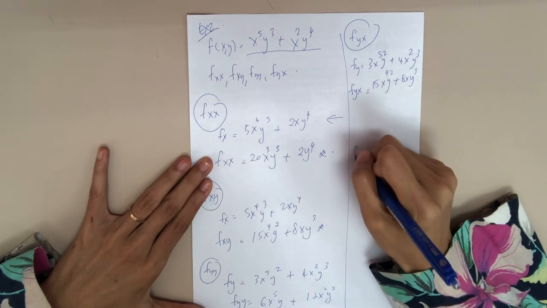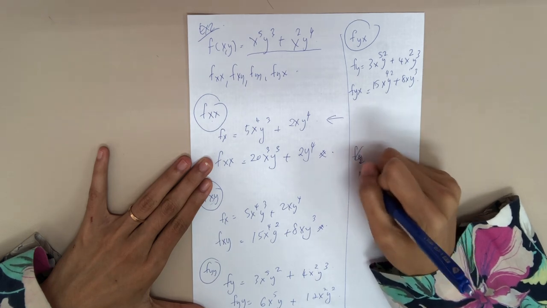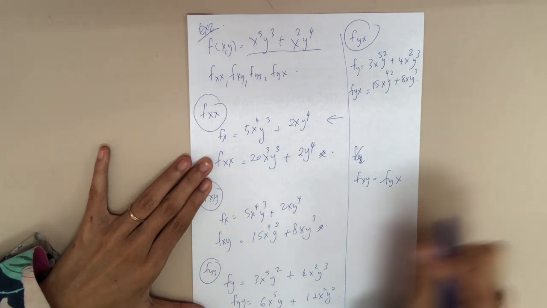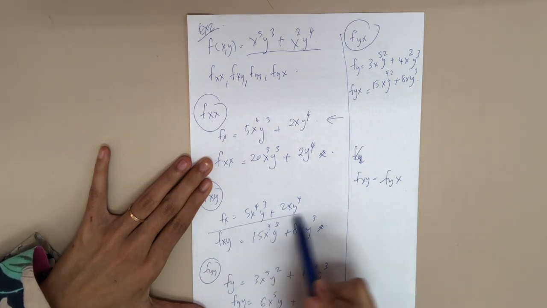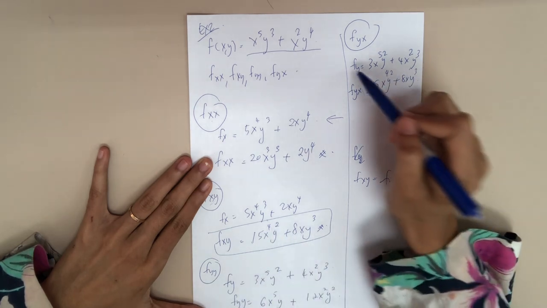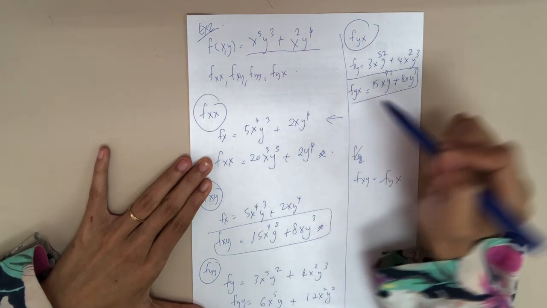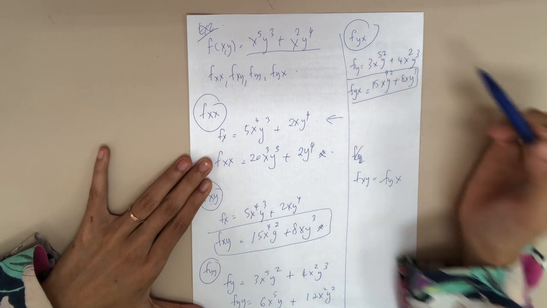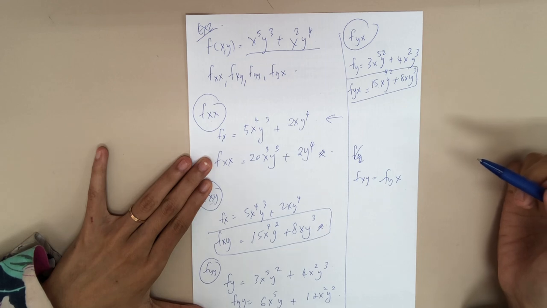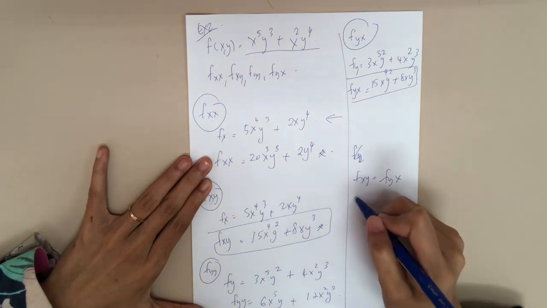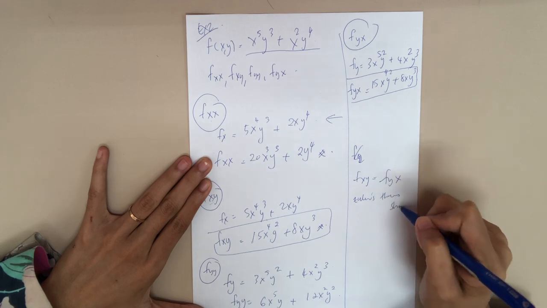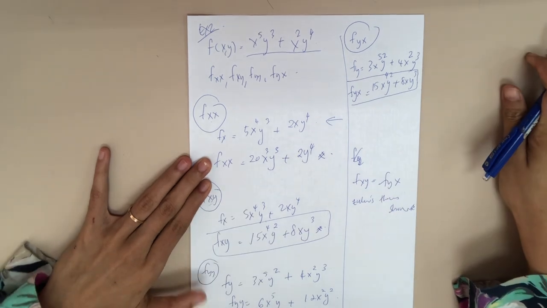Euler's theorem says that fxy is equal to fyx. So let me check first. This is your fxy, 15x^4 y^2 plus 8x y^3. And this is your fyx, 15x^4 y^2 plus 8x y^3. Is it the same? Yes, it's equal. So we have shown Euler's theorem.